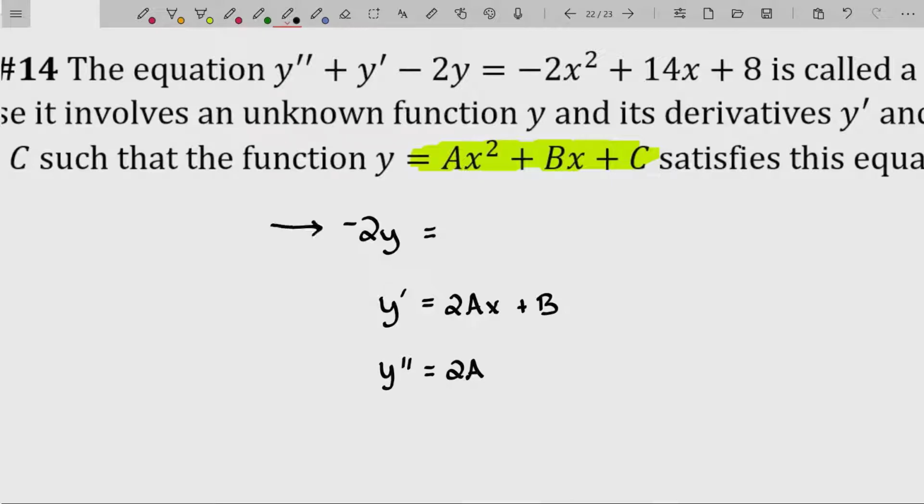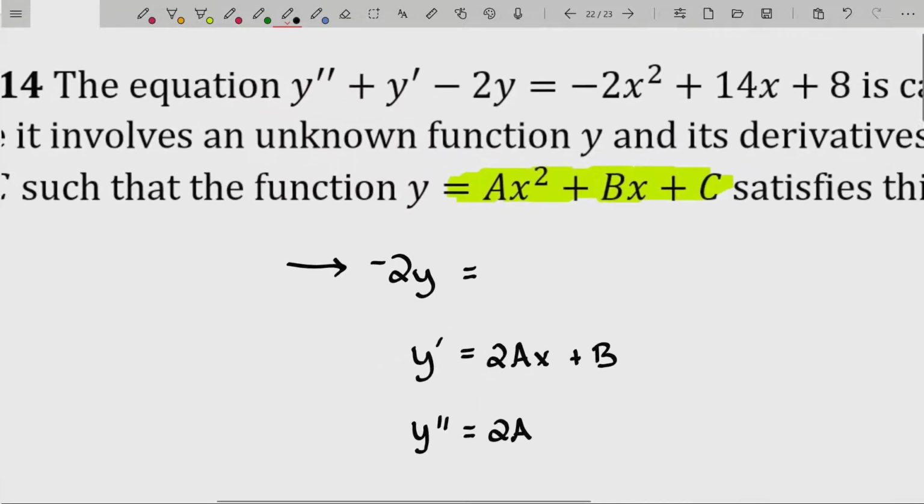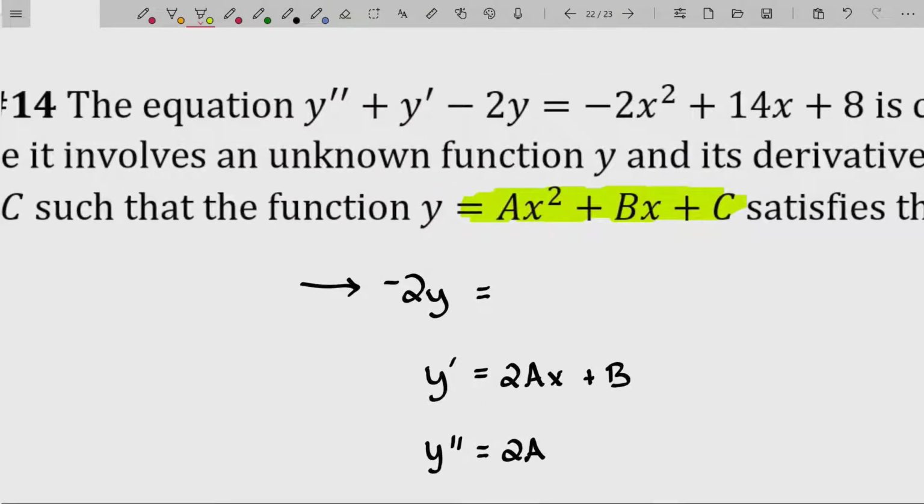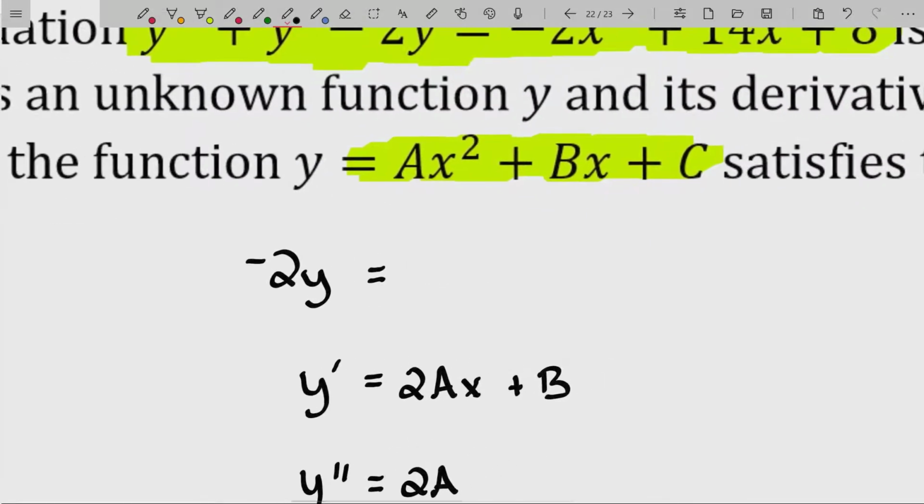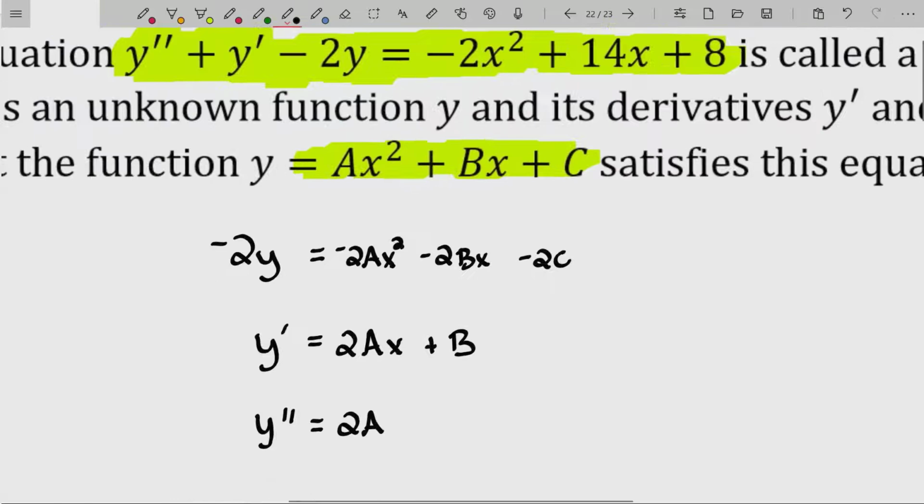Now I did write up here negative 2y only because we needed to insert into this upper equation y double prime, y prime, and a negative 2y. And I often find that it's much nicer just to write out what is negative 2 times y. This is more of an arithmetic problem. Just multiply each of these terms by a negative 2. So here we go. That'll be a negative 2ax squared, a negative 2bx, and a negative 2c. Zoom out so you can see all that.